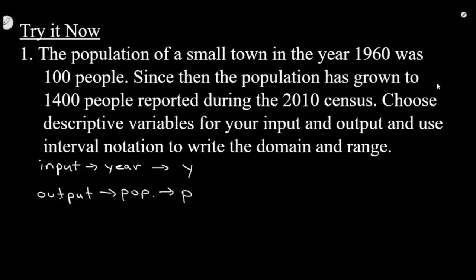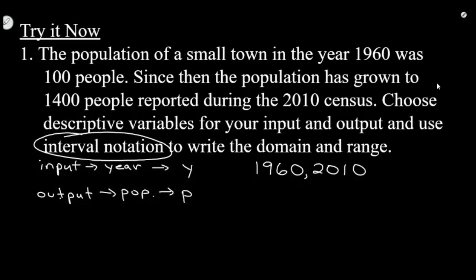So this time we were given specific values, right? And we're using interval notation. So that's the one where we talk about the endpoints, right? So let's do the year first. What is the lowest year that we were talking about here? 1960 was the earliest year. So we put our comma, and then what was the biggest year that we were talking about? 2010.